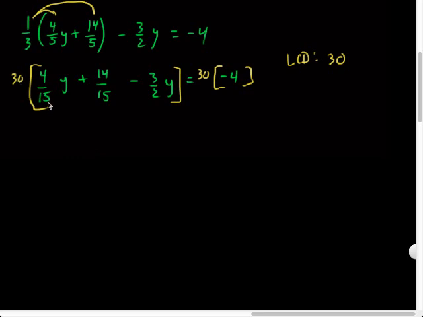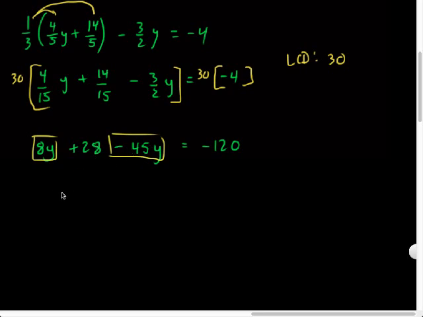So let's see, 30 divided by 15 is 2. 2 times 4 is 8y. 30 divided by 15 is 2. 2 times 14 is 28. 30 divided by 2 is 15. Multiplied by -3, it's -45y equals, and 30 times -4 is -120. So notice it's just killed all the fractions. That's a possible technique. You don't have to use that technique. And now I can go through and combine these, and everyone loves integers.